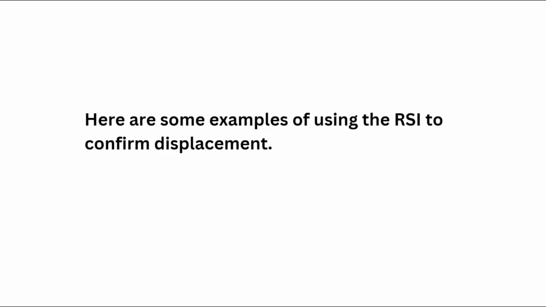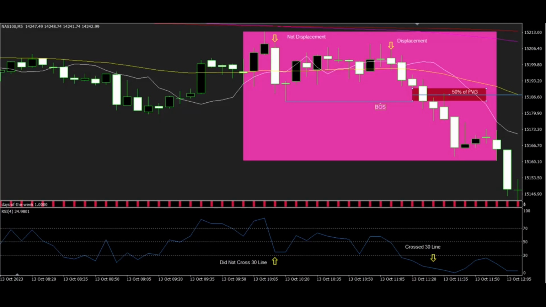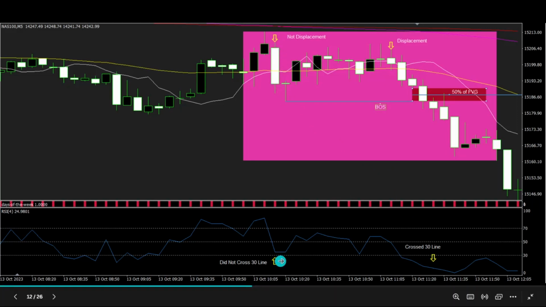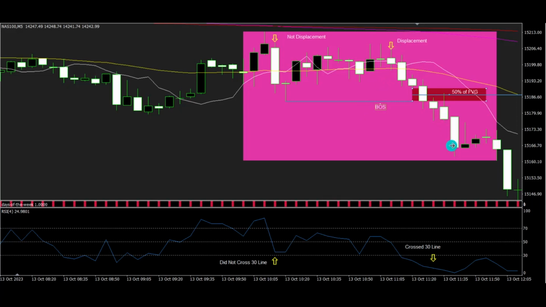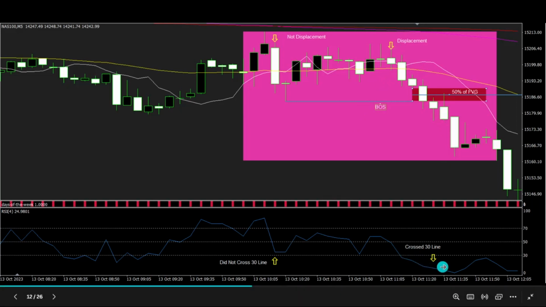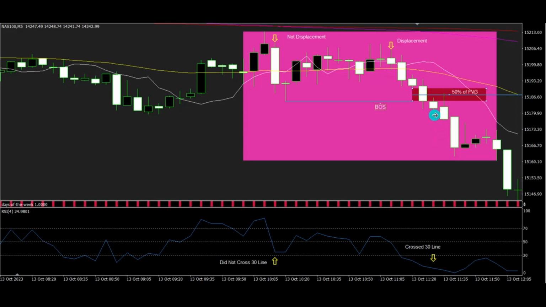Here are some examples of using the RSI to confirm displacement. If we look at the chart, we can see this move down here can be looked at as displacement, but it did not cross the 30 level. This move here is true displacement. Price did cross the 30 level. This is the candle where you would enter. Price moved back into this fair value gap and hit the 50% level, and that is your entry.